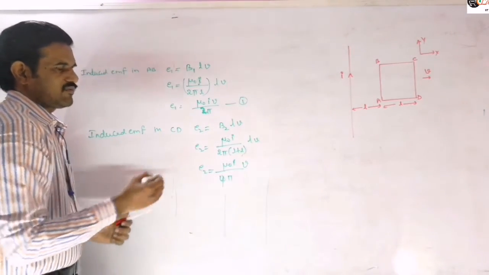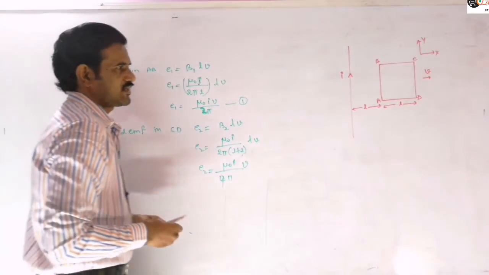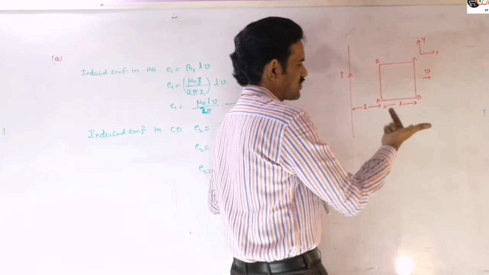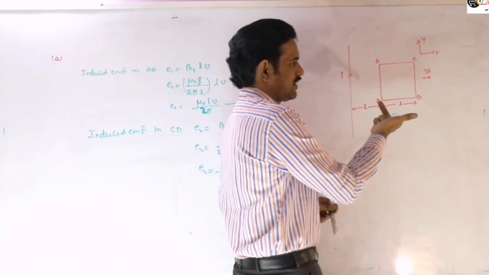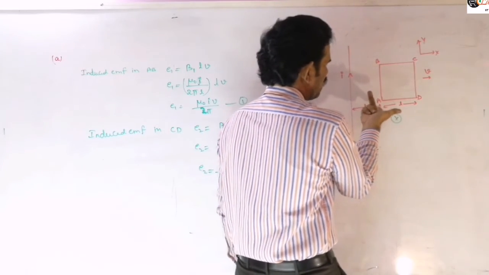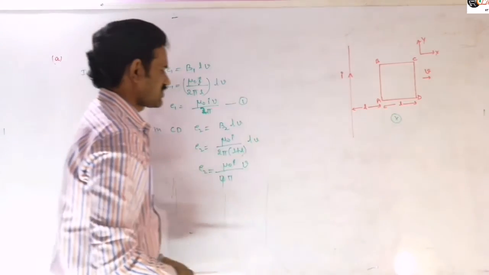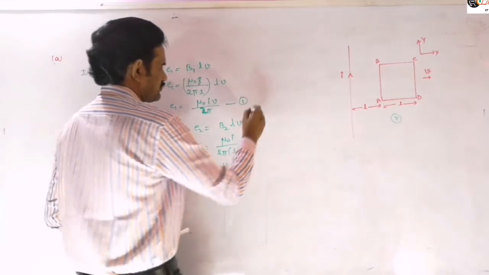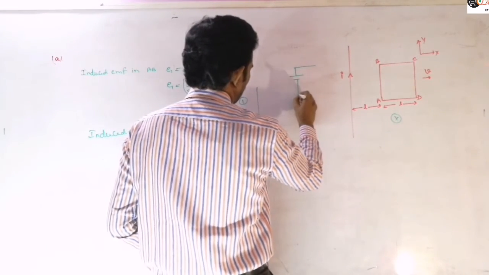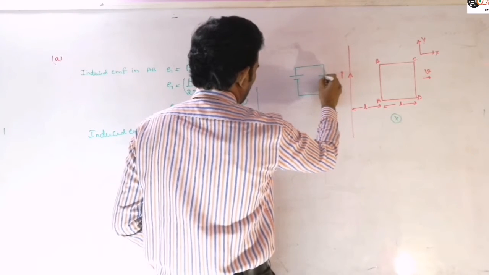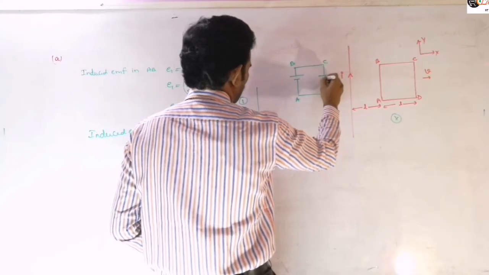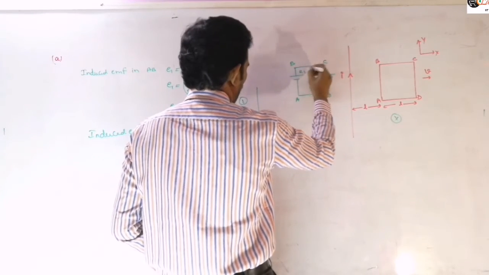Now if you consider the polarities, the magnetic field in this region is into the plane, and the velocity is along this direction, so the lower end will be the lower potential. If you take CD, then D will be the lower potential, and if you take AD, then A will be the lower potential. That means you can write that circuit like this, with the lower potentials like this. So this is our ABCD circuit, this is our E1 and this is our E2.